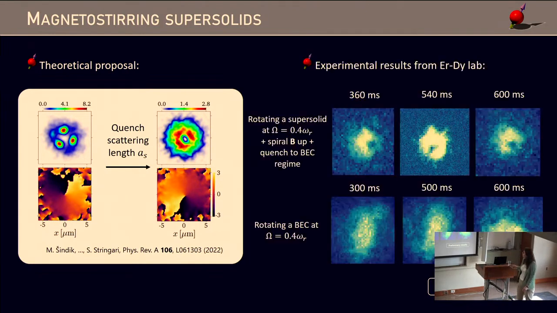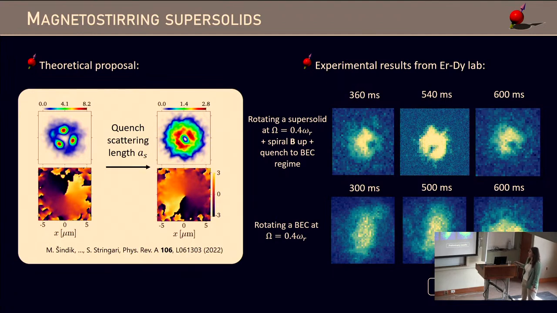So here there are some preliminary results that we obtained very recently. This is the protocol that we applied. Basically we rotate a supersolid in the way I showed in the previous slide at this value of the frequency. Then we spiral up the magnetic field and we perform this quench into the BEC regime. And what you can see is that the system has a null in the middle. This is for 3 different time intervals of rotation, so this is obtained for different times. But the result is the same.